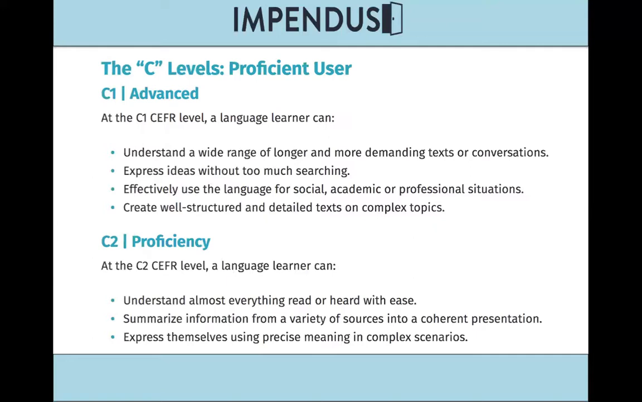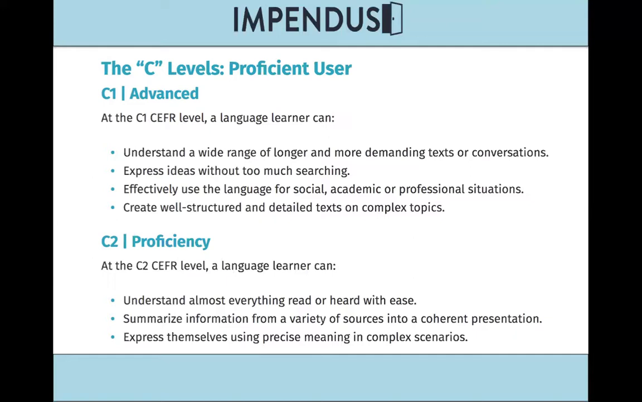At the C1 CFR level, a language learner can understand a wide range of longer and more demanding texts or conversations, express ideas without too much searching, effectively use the language for social, academic, or professional situations, and create well-structured and detailed texts on complex topics with limited errors.